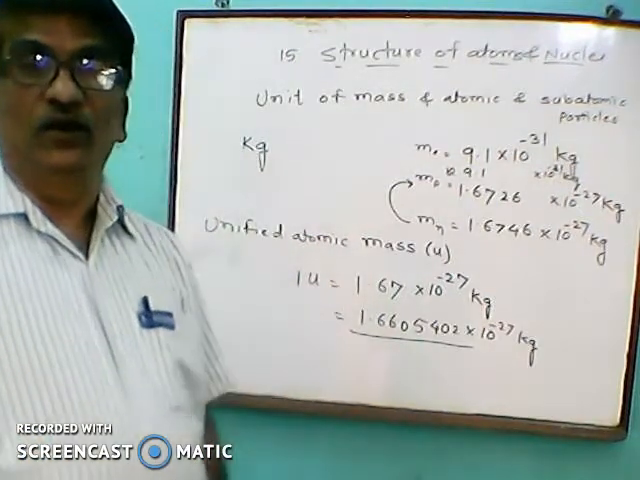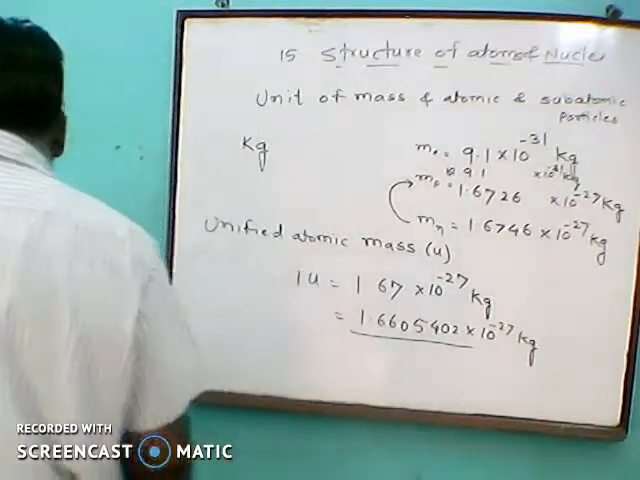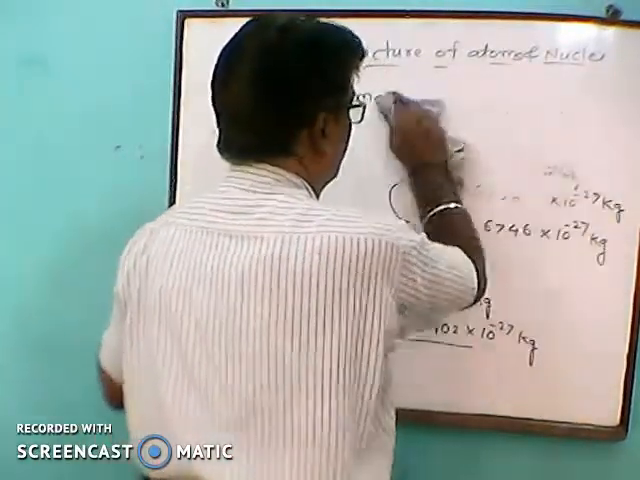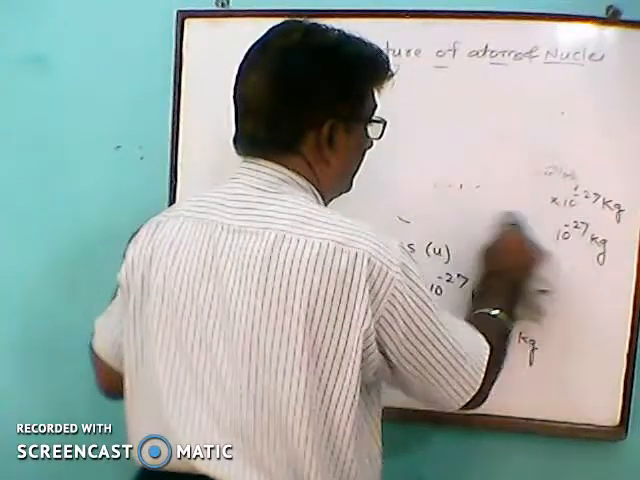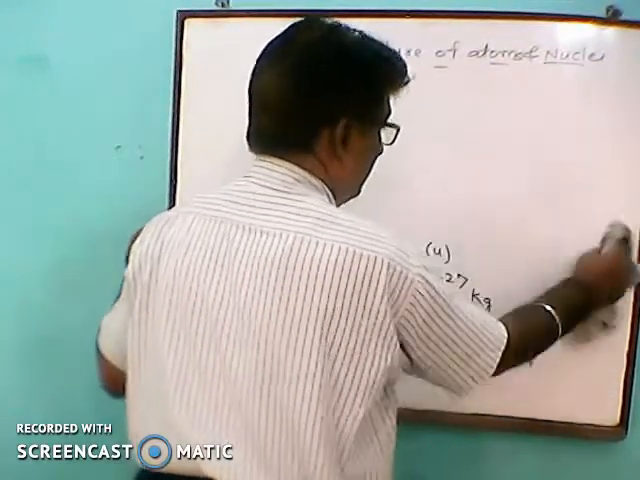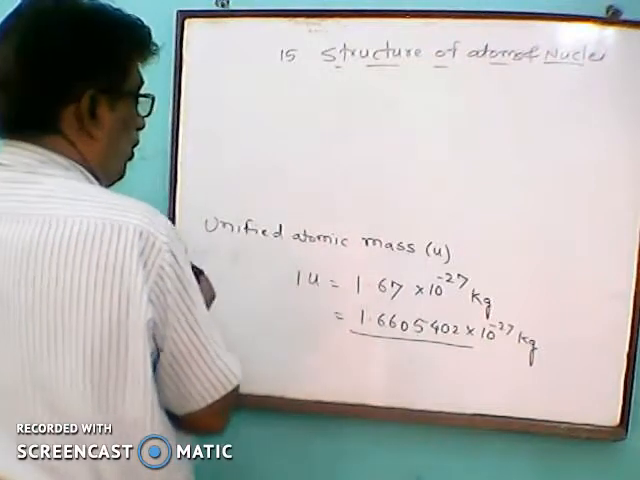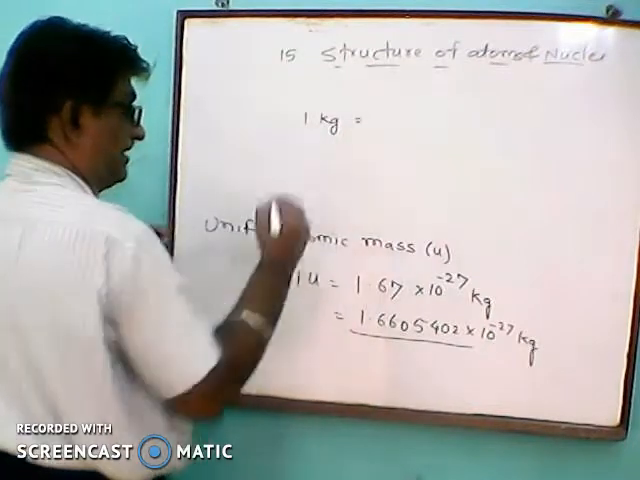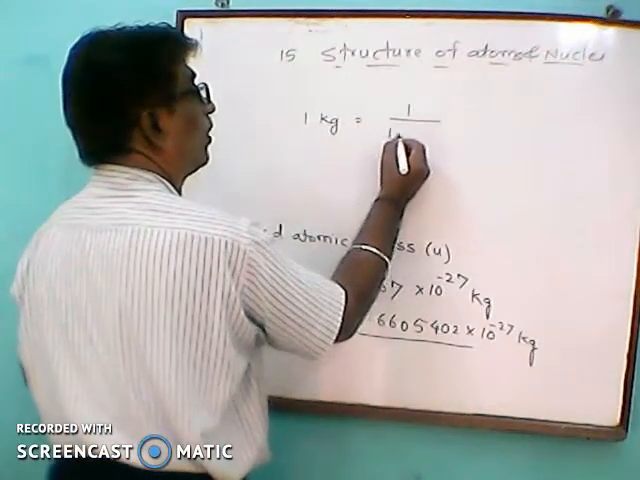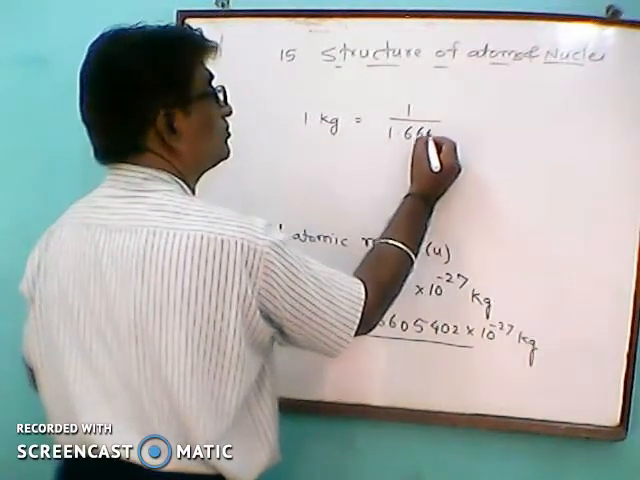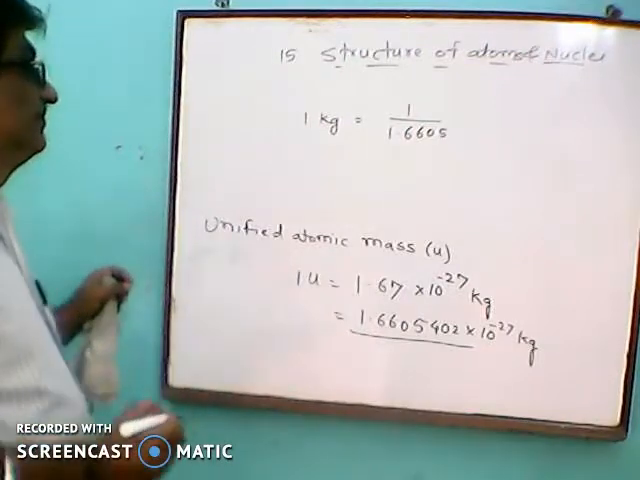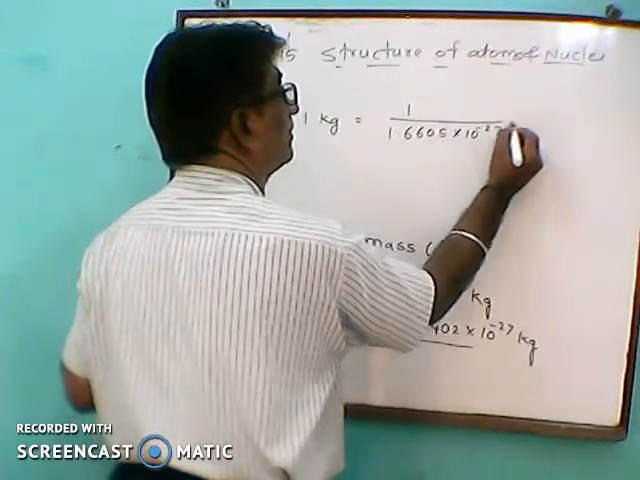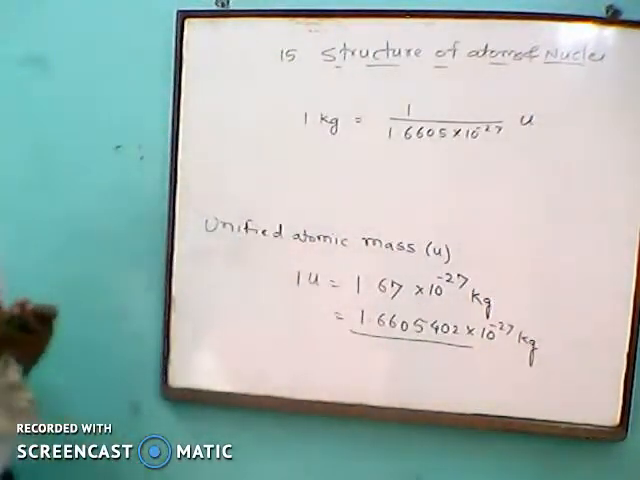So here we can find the value of 1 kg in terms of the unified atomic mass unit. It will be written like this: 1 kg is equal to 1 upon 1.6605 into 10 to the power minus 27 U, atomic mass unit.